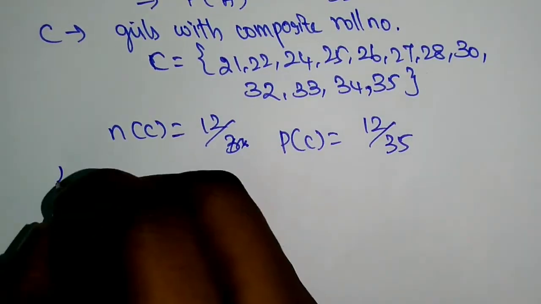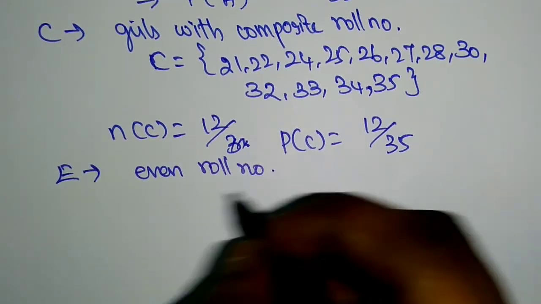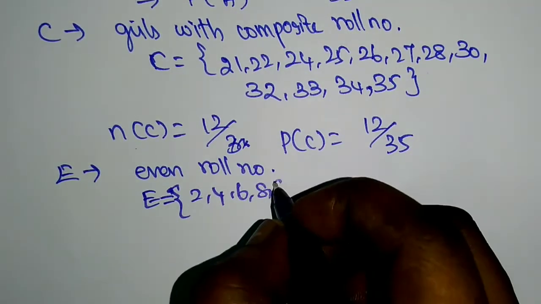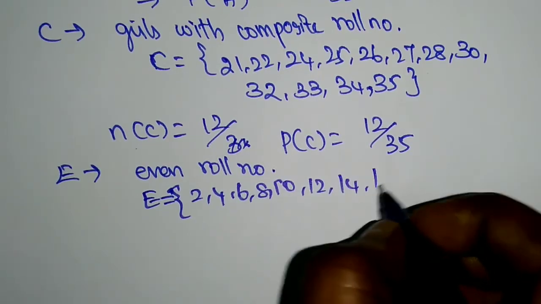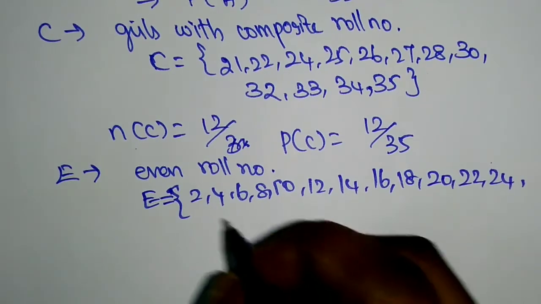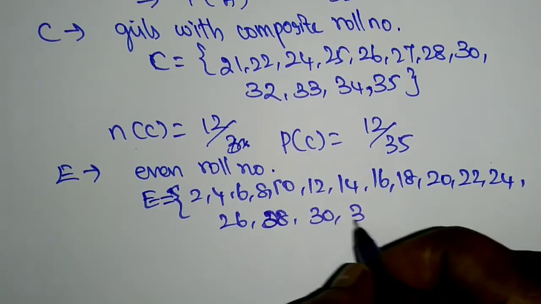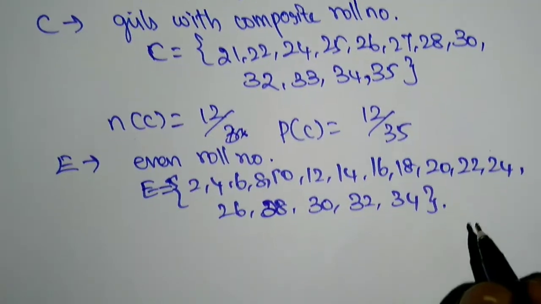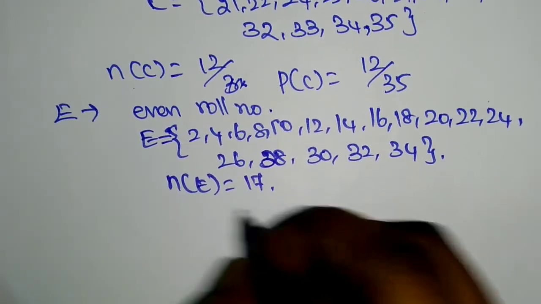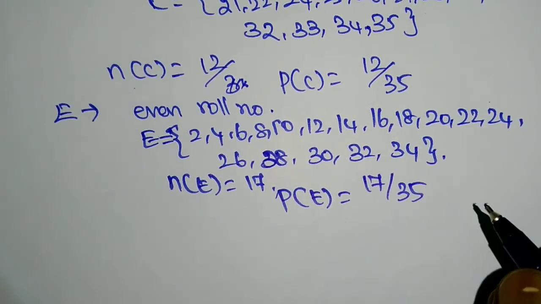Now let E be the even roll numbers. So E is equal to 2, 4, 6, 8, 10, 12, 14, 16, 18, 20, 22, 24, 26, 28, 30, 32, 34. So n of E is equal to 17, and P of E is equal to 17 divided by 35.